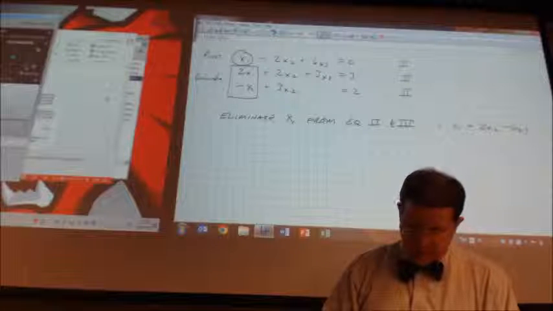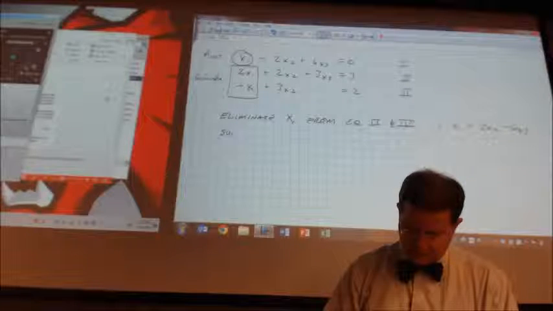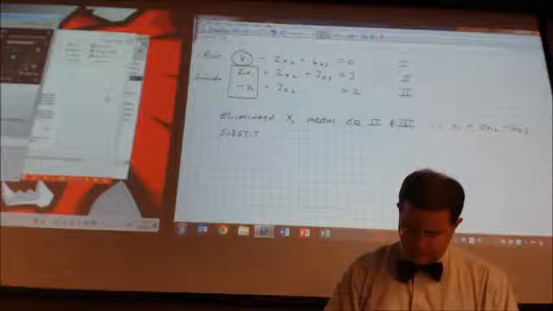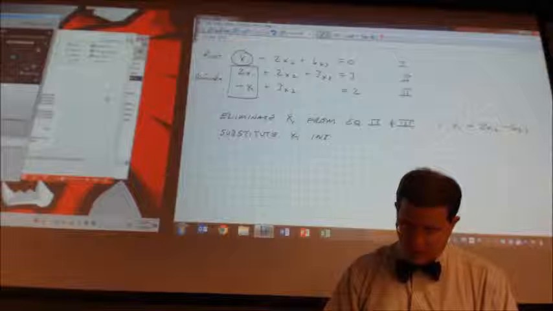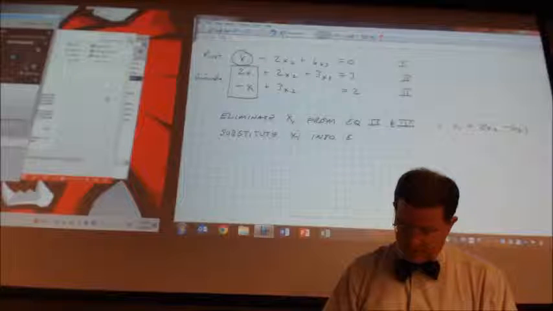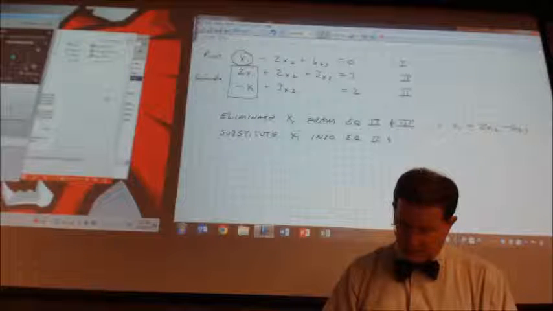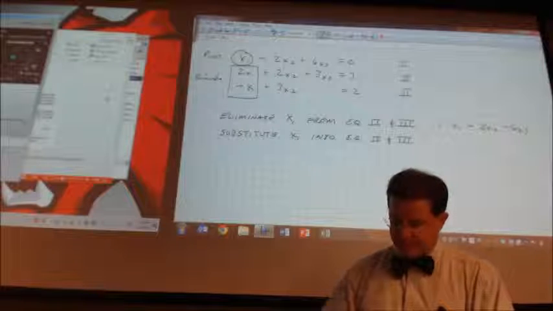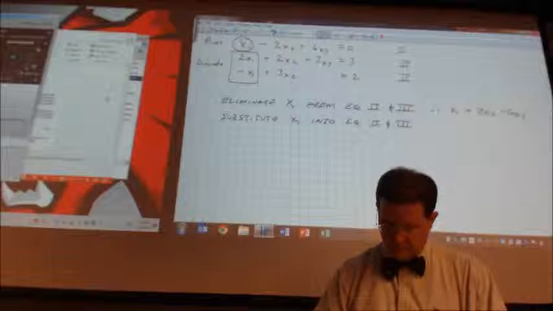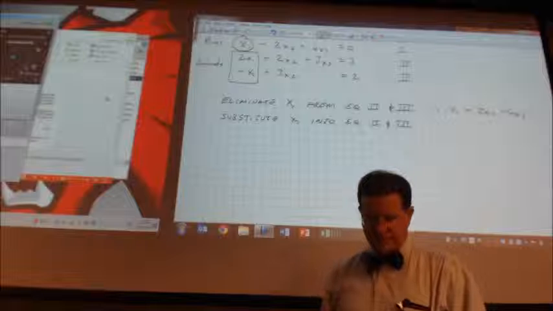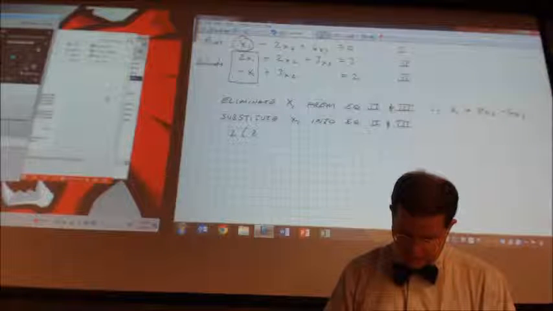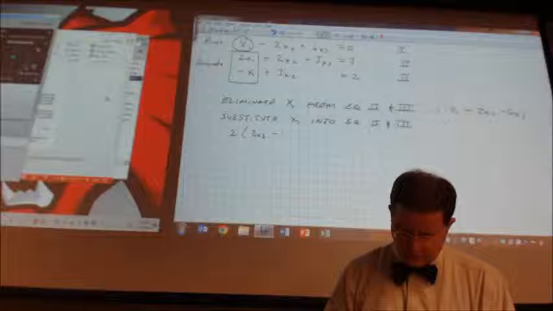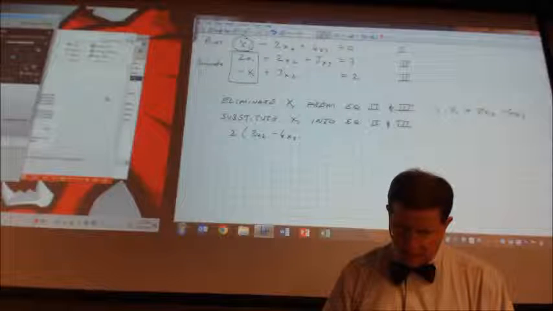So I will substitute x1 into equations 2 and 3. So we have 2x2 minus 6x3.